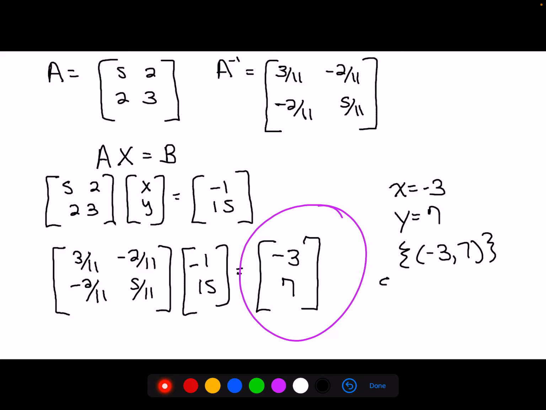Like 5x, so 5 times -3, plus 2y, so 2 times 7, equals -1. Yep. And then 2x, so 2 times -3, plus 3y, or 3 times 7, so -6 plus 21 equals 15. Yep. Checks out. Woohoo.